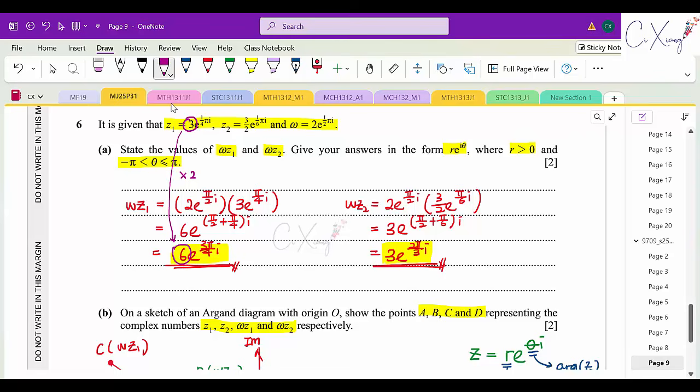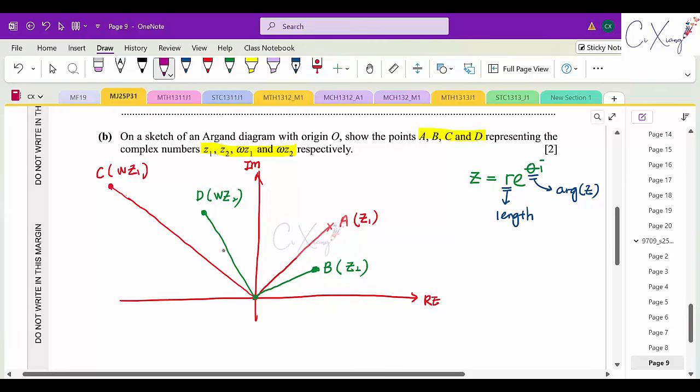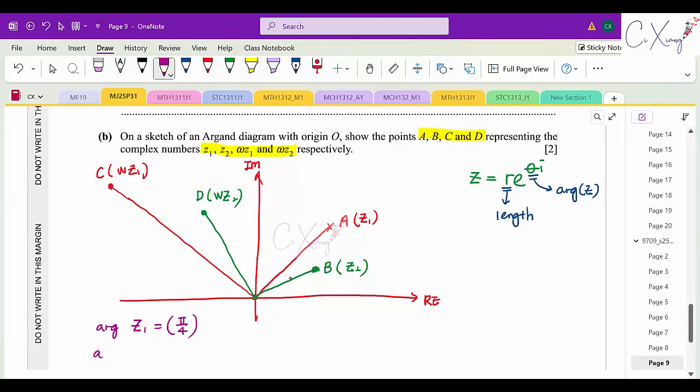Same thing happened for Z2. Original length is basically 3 over 2. And then after you multiply with W, it will become 3. So you compare it here, you will realize that it is actually 2 times longer. Okay? Then if you have a look at the angle, from Z1, the argument is basically pi over 4. But what happens if you multiply W with Z1? So the argument of W times Z1, you'll get the argument 3 pi over 4.